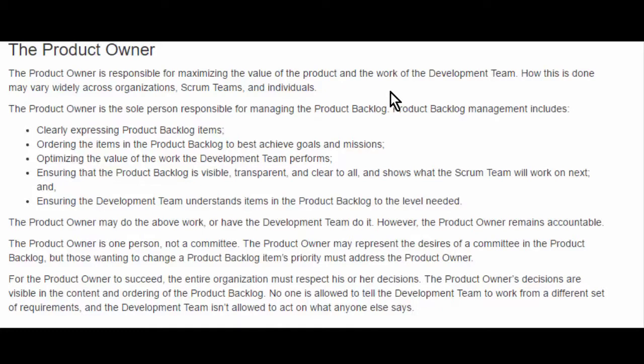So you own the ROI, you own the value of the product, and you do that by working with the development team. Now, that's what your goal is, but as the second sentence indicates, exactly what you're doing will depend on the context. If you change organizations, what you're doing may be very different.